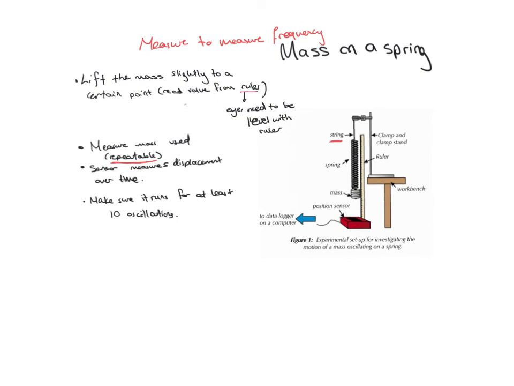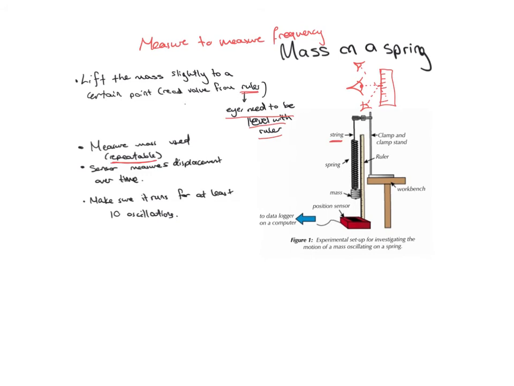Always read the value from the ruler and make sure your eyes are level with the ruler, because otherwise you can have parallax error. If this is the ruler and this is your eye, it should be aligned with the measurement you needed to make. If you look at it from above or from below, it changes the viewing angle, which gets you the wrong answer. This is what we call parallax error. Just a little reminder of what you already know.